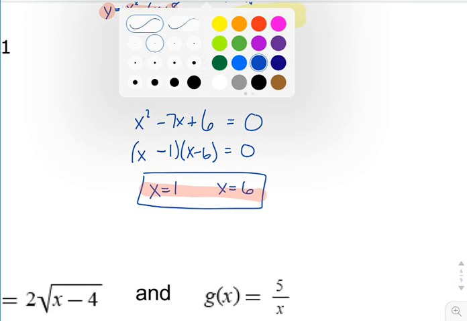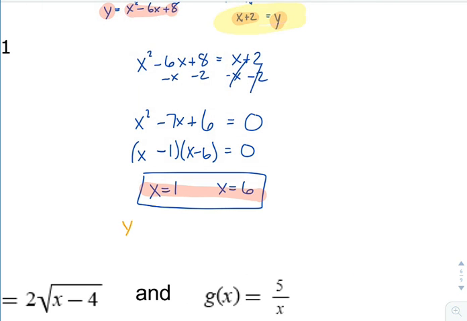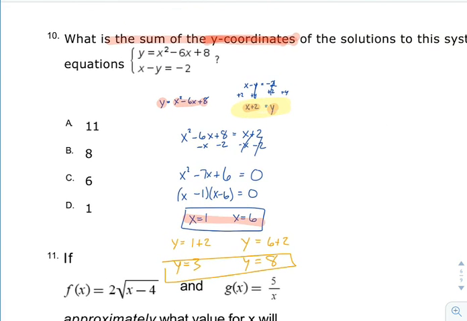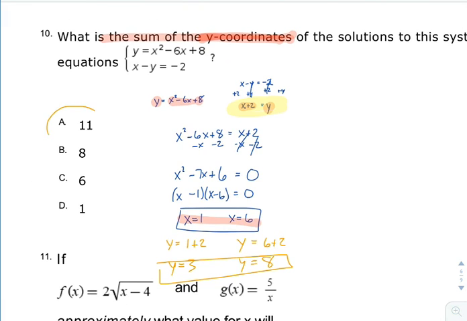So y is equal to x plus 2. Therefore, according to that, y is equal to 1 plus 2, and for the x equals 6, or the domain value 6, y equals 6 plus 2. So that y coordinate is 3, and that y coordinate is 8. And it's asking for the sum of both of those, and it is 11.